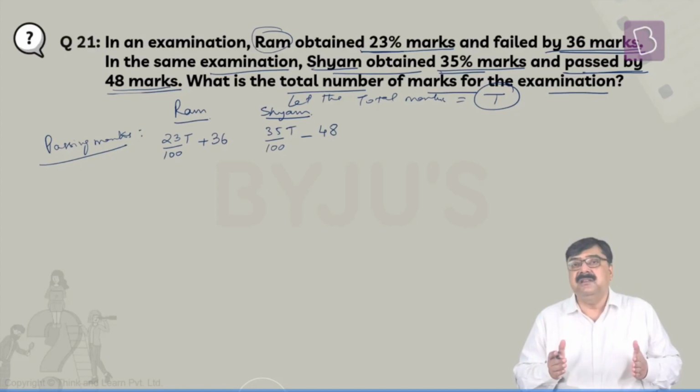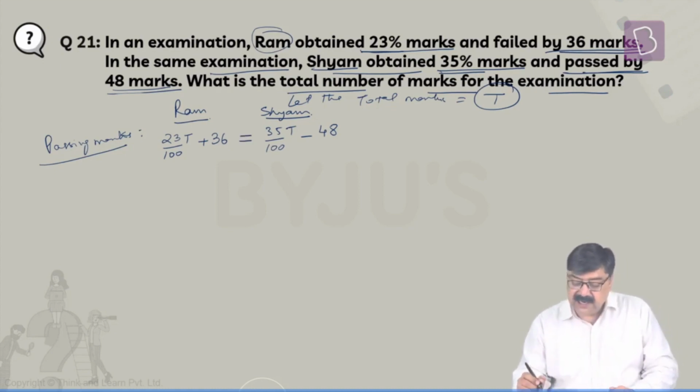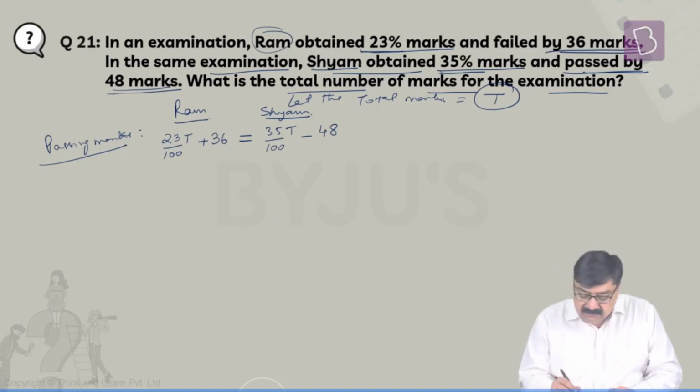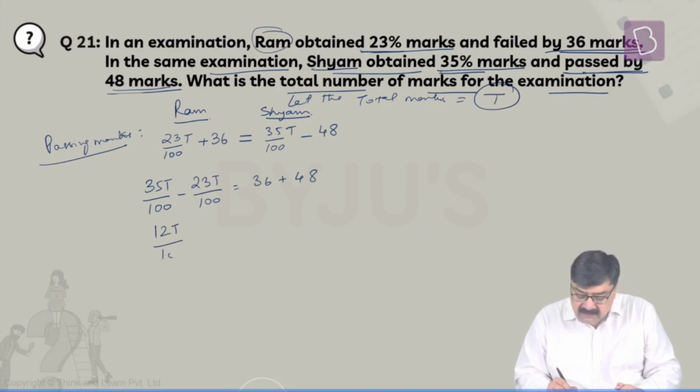So Shyam's marks minus 48 marks would give us the passing mark. Obviously, the passing mark here is the same for both these guys. So this shall become 35T by 100 minus 23T by 100 equals 36 plus 48. So this shall become 12T by 100 equals 84. So 12 into 7 is 84.